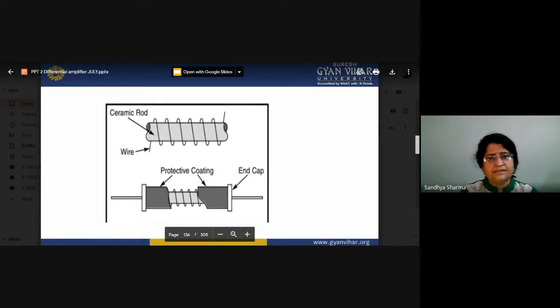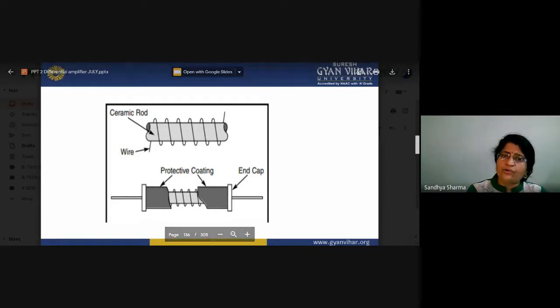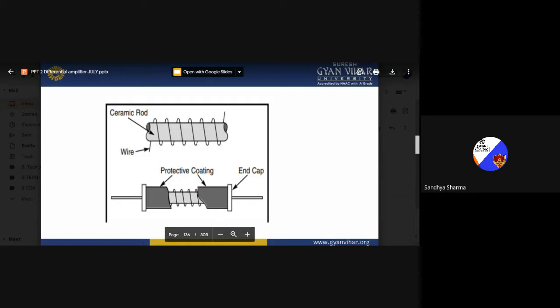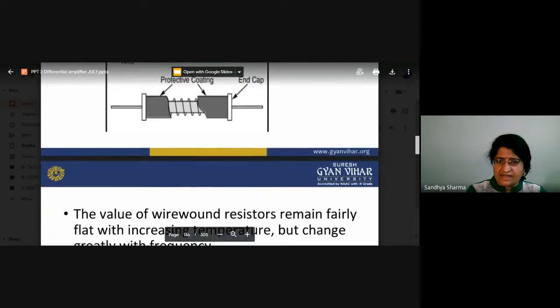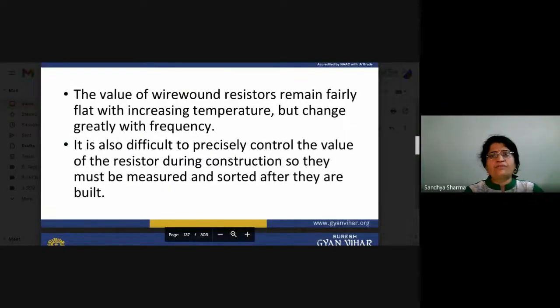And we can also protect the protective coating layer on the outside of our resistor. And these are the two sides, the end caps, as we have already discussed. The value of wire wound resistors remains fairly flat with increasing temperature but changes greatly with frequency. So that is basically a frequency dependent property of our resistor.